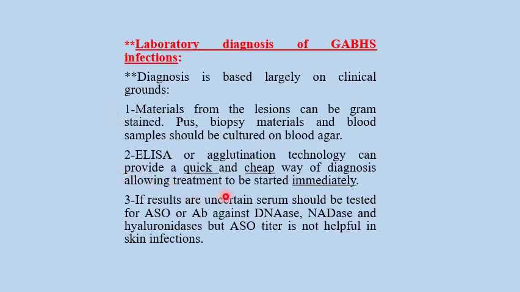If the results are uncertain, serum should be tested for anti-streptolysin O, which, as we said, are antibodies against streptolysin O, or antibodies against these different enzymes, which are DNases, NADases, and the hyaluronidases. But this anti-streptolysin O titer is not helpful in skin infections, because, as we said before, in skin infections the involvement is more for these enzymes, not anti-streptolysin O. So in skin infections we never look for anti-streptolysin.